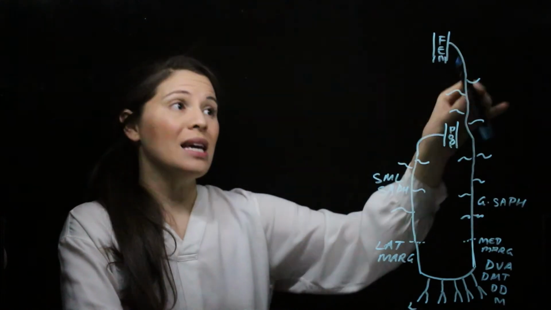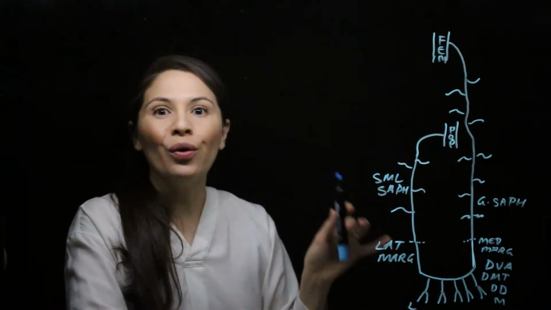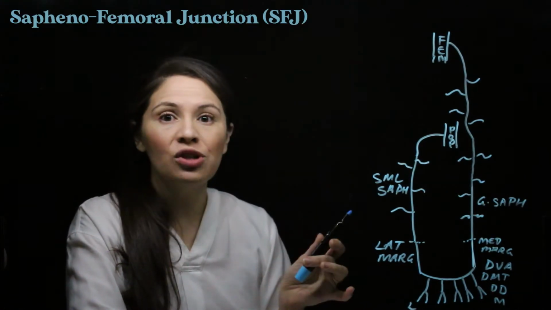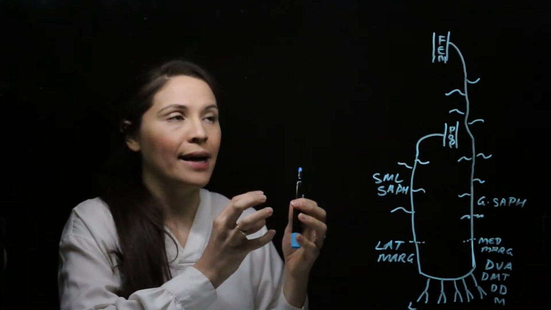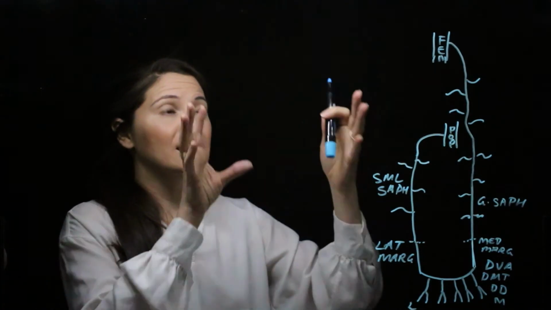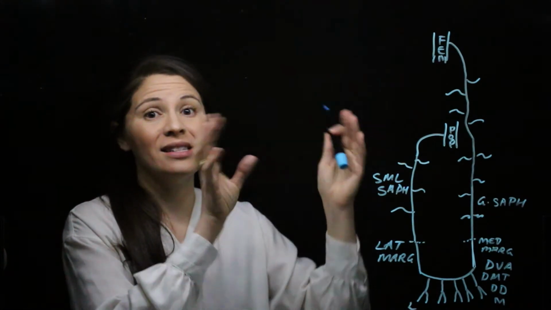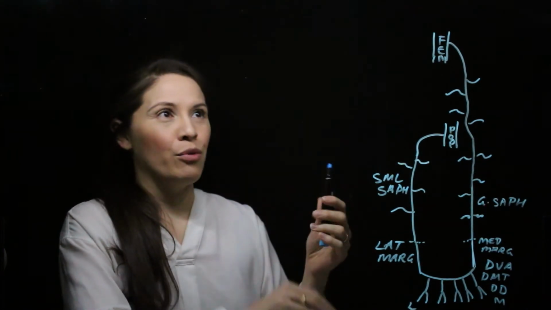So the region here where the great saphenous vein drains into the femoral vein is called the sapheno-femoral junction. The sapheno-femoral junction, or the SFJ, has quite a few veins that are all converging on this site. So I'm just going to draw the sapheno-femoral junction here and show you all of the different veins that are going to be draining into the great saphenous and therefore into the femoral vein.